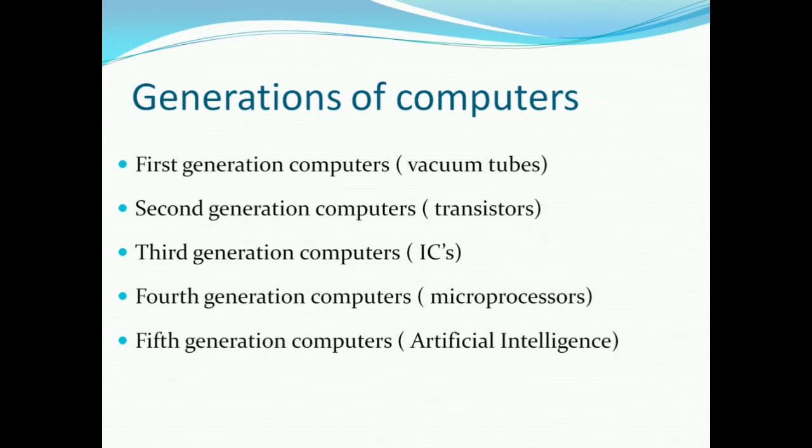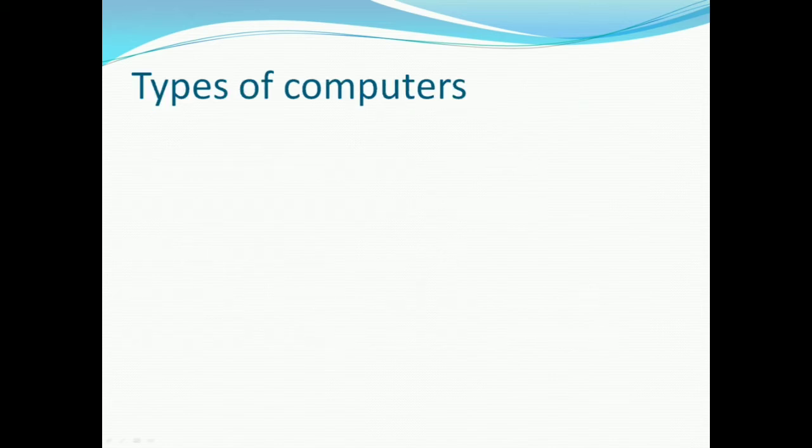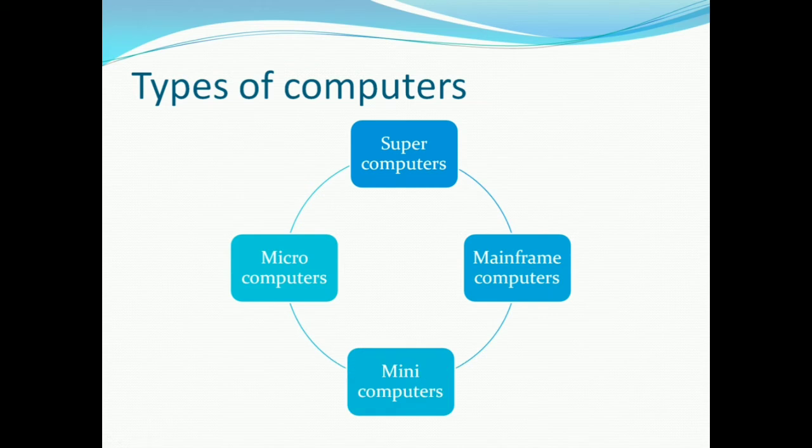And our next topic is types of computers. There are 4 types of computers: supercomputers, mainframe computers, mini computers and microcomputers. First one is supercomputers. Supercomputers have the best processing speed and are also the most expensive computers. They are considered to be the most powerful computers. They can be used for nuclear energy research, earthquake studies and space research.